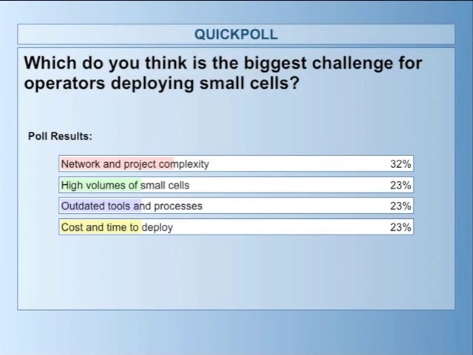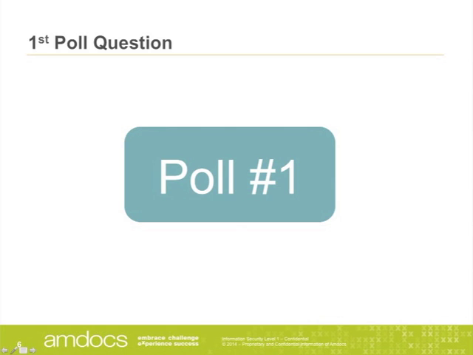Okay, so here are the results. The majority of you feel that it's about the network and project complexity, which is the biggest challenge. And actually that's really interesting, because we see that also as being a particular challenge. How do you overcome that network complexity? How do you deal with all the variations in the design and deployment of the network, and how do you do it quickly and efficiently? We've got even results on the other three, so that is quite interesting. So thank you, David. Can we move on to the next slide?